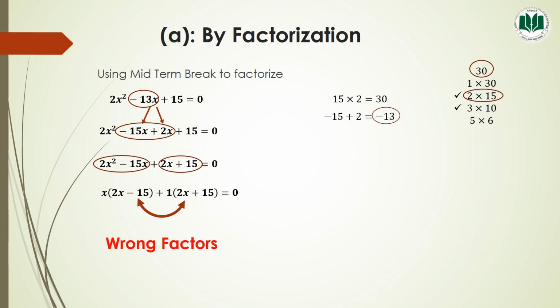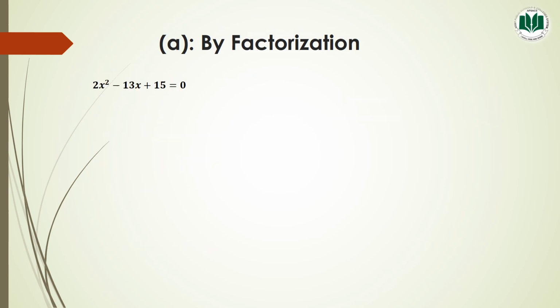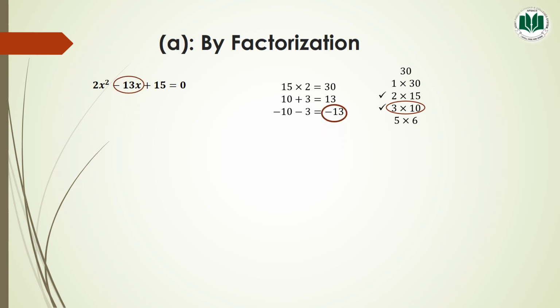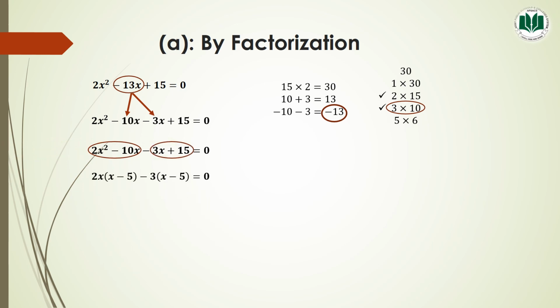So let's choose the second pair and let's see what will happen. Now our second pair is 10 into 3 equals 30. For minus 13, we will consider minus 10 minus 3 equals minus 13. By breaking the middle term, we are getting 2x square minus 10x minus 3x plus 15 equals 0. You can see that from the first two terms 2x is common, from the second two terms 3 is common. By taking minus 3 as common, the inner sign will be changed. Now you can see that these two brackets are exactly the same, so our midterm break technique is correct.